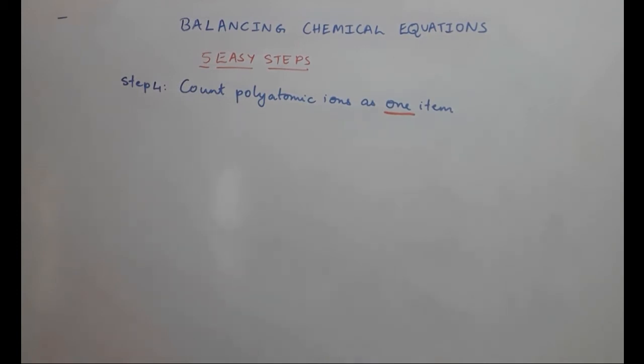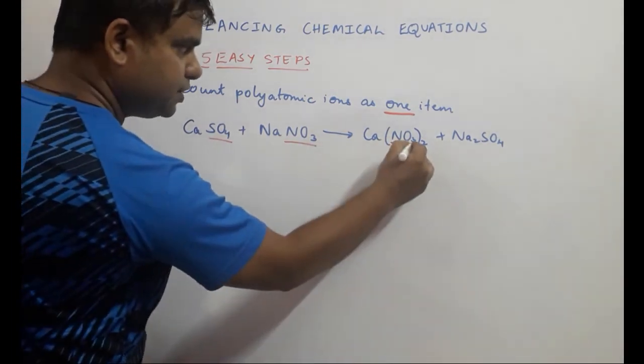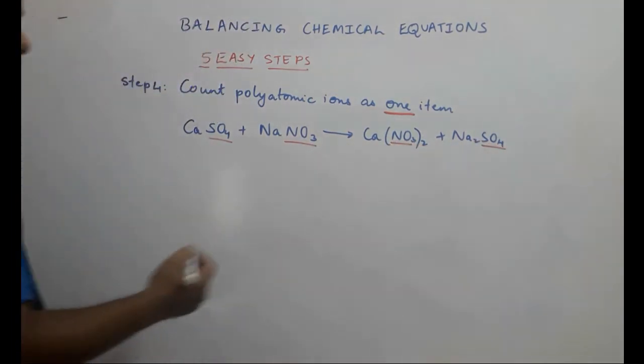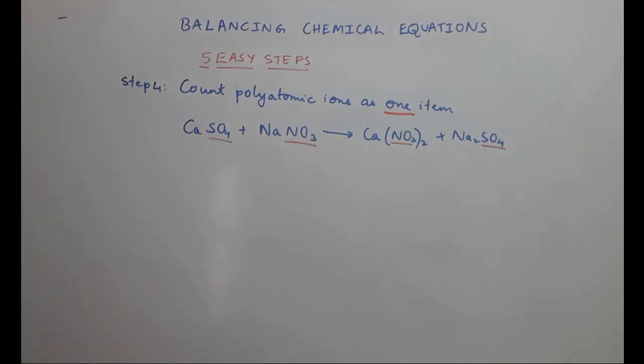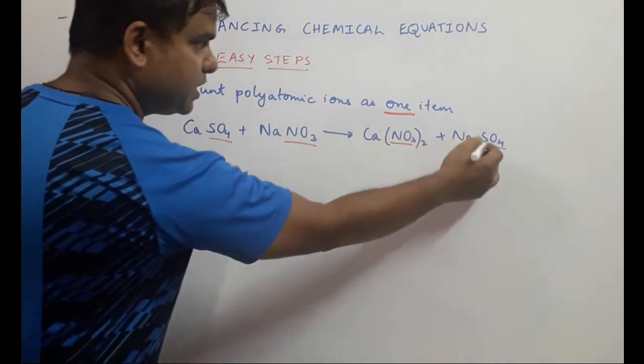Step 4. Count all polyatomic ions as one item. Let us see what are polyatomic ions. We have an equation CaSO4 plus NaNO3 gives us CaNO3 and Na2SO4. So which are the polyatomic ions over here? The polyatomic ions are these: SO4, NO3, NO3, SO4. So what we are trying to say over here is we have to club them together, okay, and not as separate S and O and N and O and N and O over here and S and O separately.